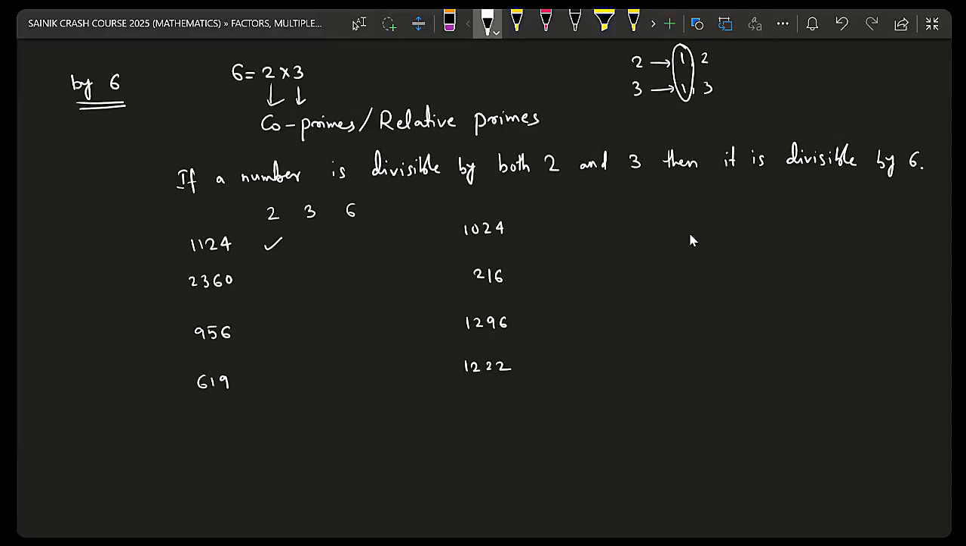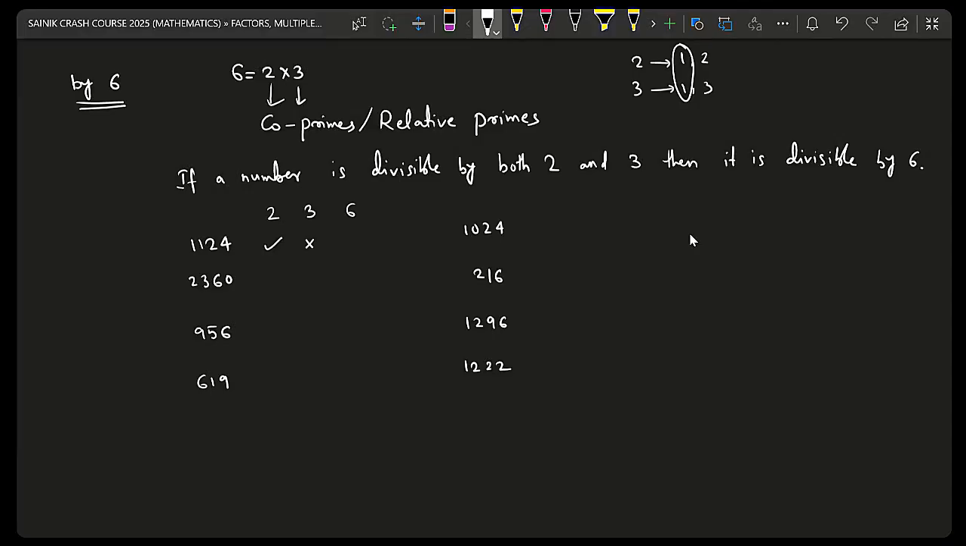1 plus 1, how much I am asking? 2. 2 plus 2? 4. 4 plus 4, 8. You are getting different answers every time. 8. Is 8 divisible by 3? No, sir. So we will say no.